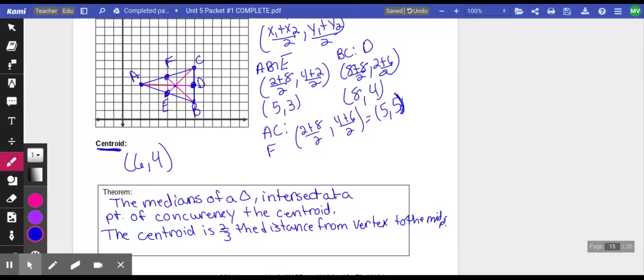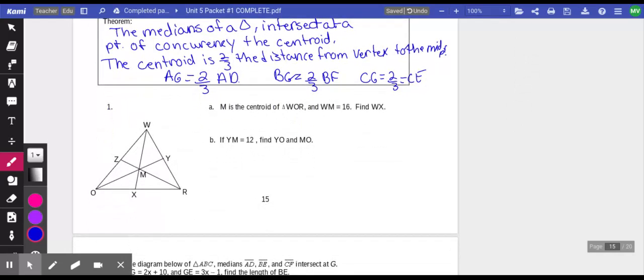So what that means in this case is if I name the centroid G, AG is 2/3 of AD. This is an important fact, and that BG is 2/3 the length of BF, and that CG is 2/3 the length of CE. This is very important.